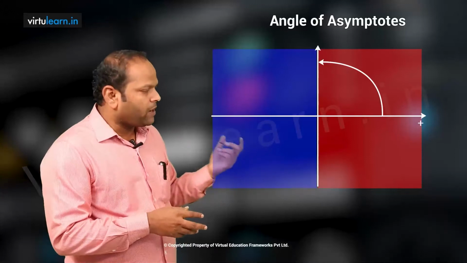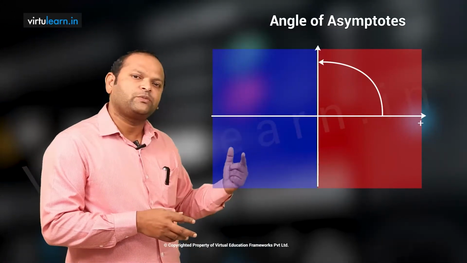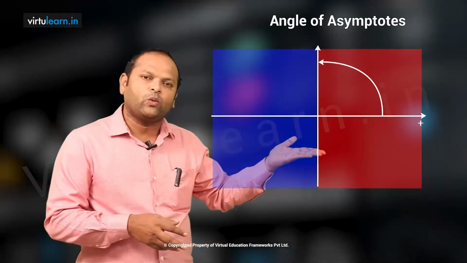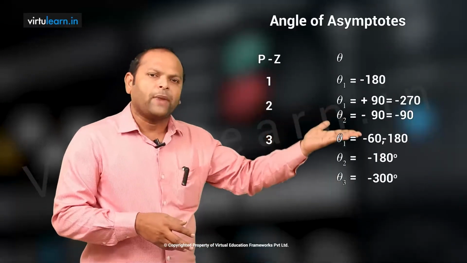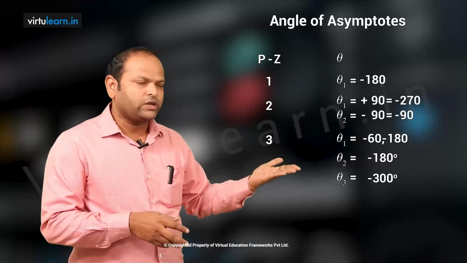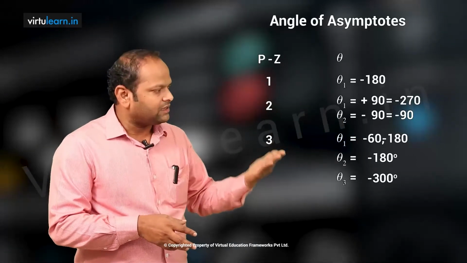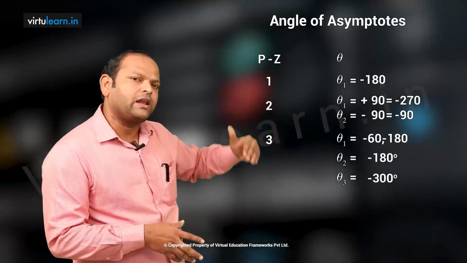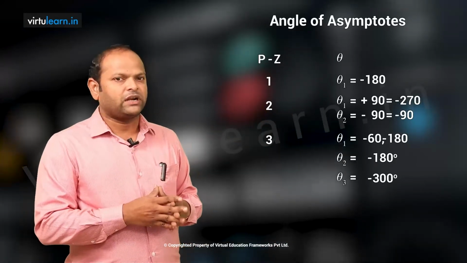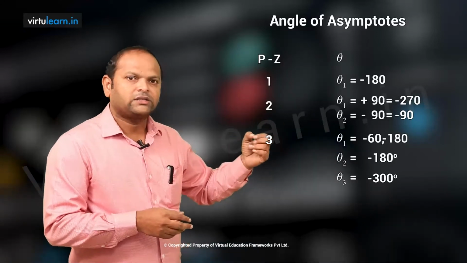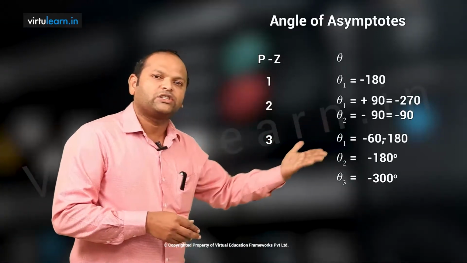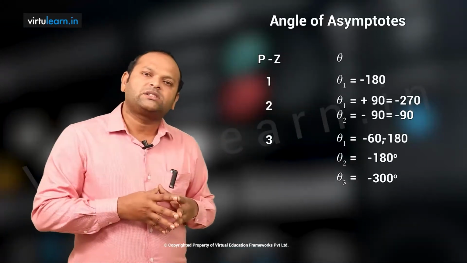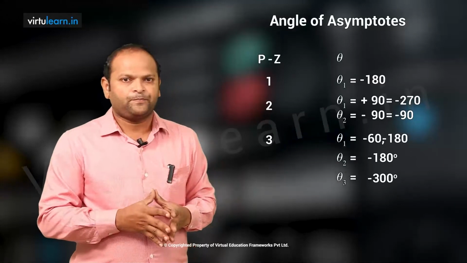So similarly, if your P minus Z is 3, that means the number of asymptotes is 3. Then we can directly write theta 1 is nothing but minus 60 degrees, then theta 2 is nothing but minus 180 degrees, and theta 3 is nothing but minus 300 degrees. So likewise, you can calculate the angle of asymptotes and we can calculate the centroid. So we can sketch those things. This information is useful for us to construct the root locus.